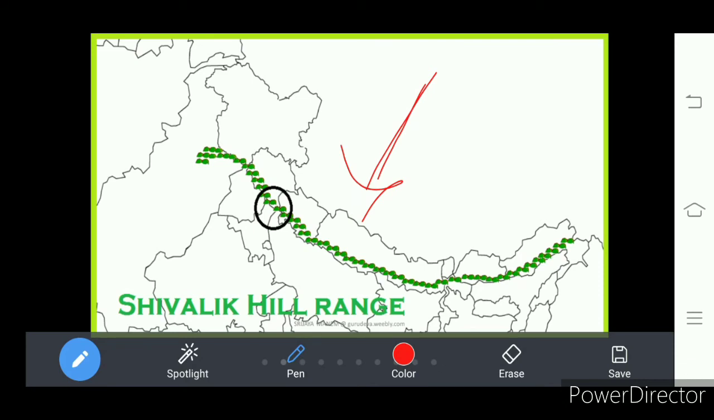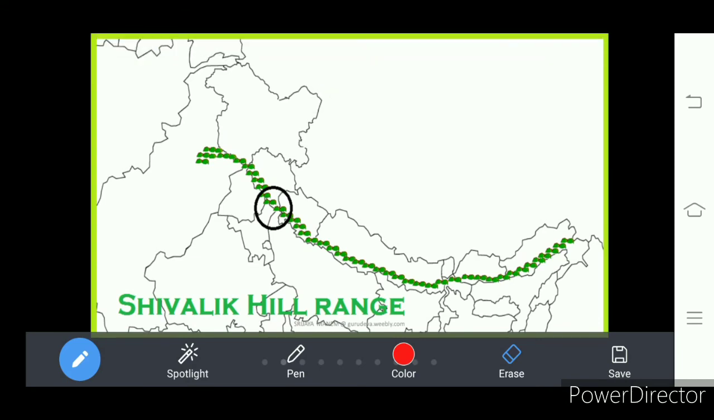So Himalayas are helping us in avoiding the cold winds passing to India. So it stops the cold winds coming from the Central Asia, right? In summer, what happens in summer? Next point, right? You know that southwest monsoons bring rainfall.